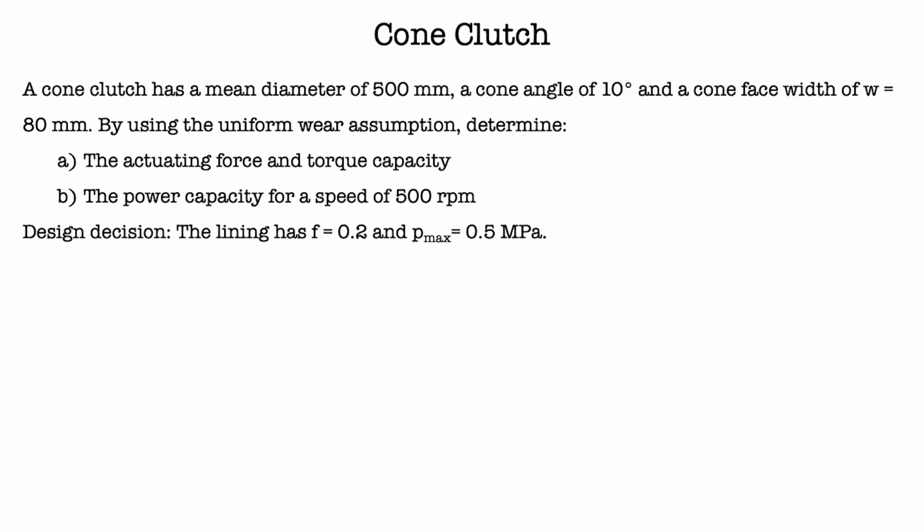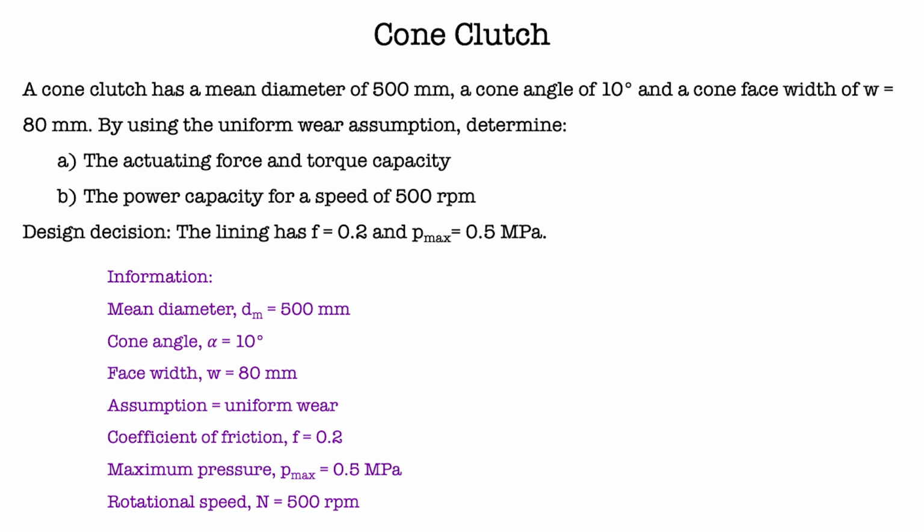The question is: a cone clutch has a mean diameter of 500 millimeters, a cone angle of 10 degrees, and a cone face width of W equals 80 millimeters. By using the uniform wear assumption, determine the actuating force, the torque capacity, and also the power capacity for a speed of 500 rpm. The design decisions are the lining has f equals 0.2 and Pmax equals 0.5 megapascal.